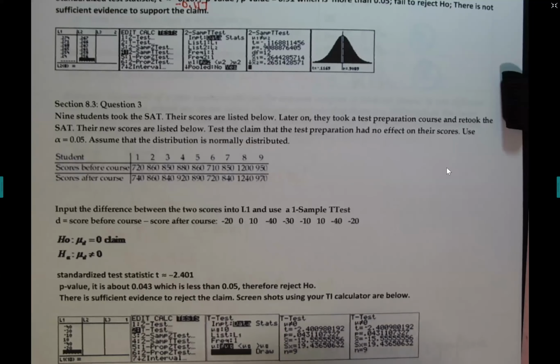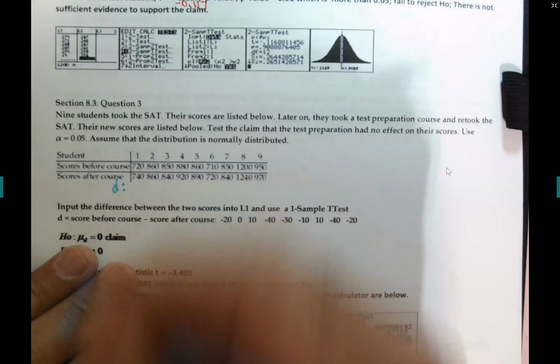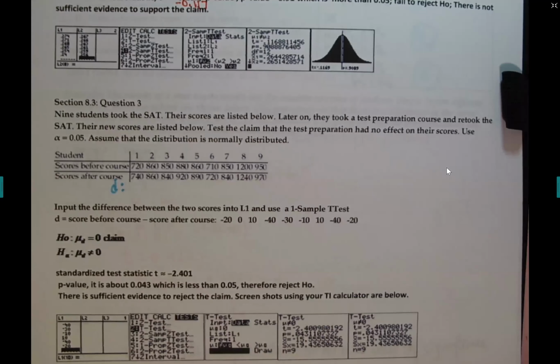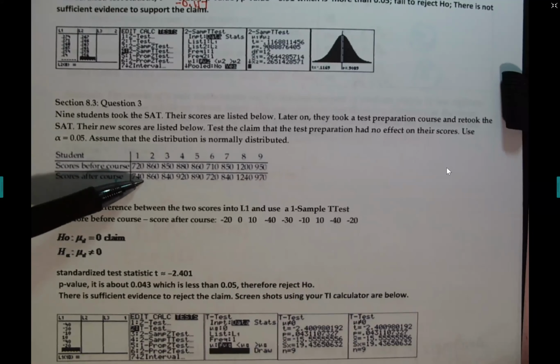This is what we do, guys. We're going to do the difference D, and you're going to help me. First of all, you have to agree that those two sets are dependent, and they are dependent because this is the score of student 1 before the training and after the test preparation. Before and after, before and after, before and after.